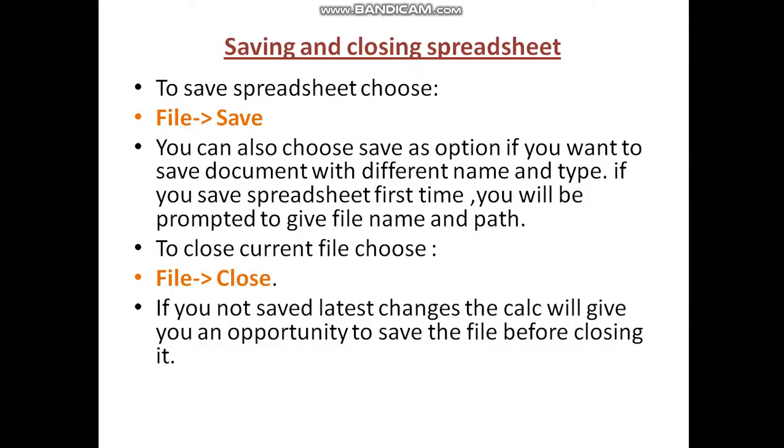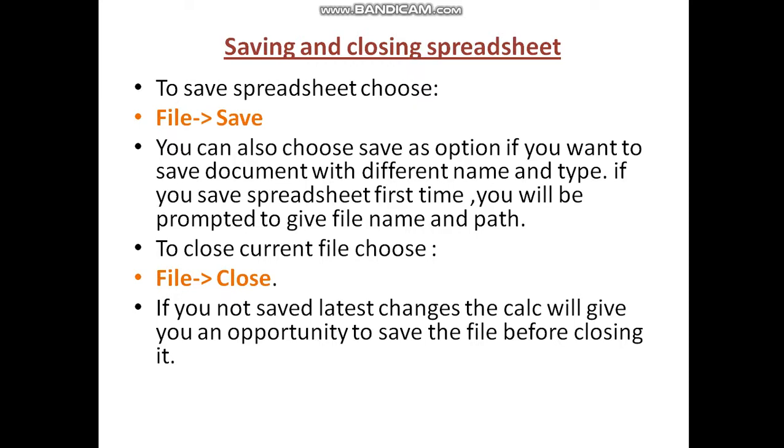Now saving and closing a spreadsheet. How to save a file in Calc. To save a spreadsheet, go to the File menu and choose Save. You can also choose the Save As option if you want to save the document with a different name and type. There are two options available in all programs, Save or Save As. If you want to save the file with a different name, you can choose the Save As option. If you save a spreadsheet for the first time, you will be prompted to give a file name and path.